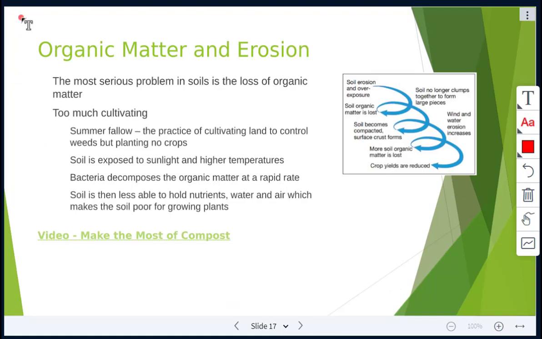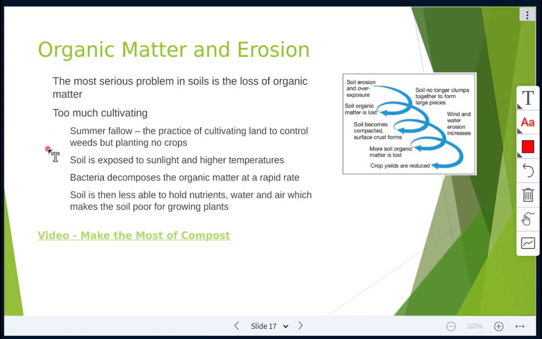All right, next is organic matter and erosion. The most serious problem in soils is the loss of organic matter. Like I was talking about with cultivating, too much cultivating can lead to soil erosion. Summer fallow is a practice of cultivating land to control weeds, but not planting any crops. It's a way to control weeds. So there's no weeds left, but there's no crops left either.